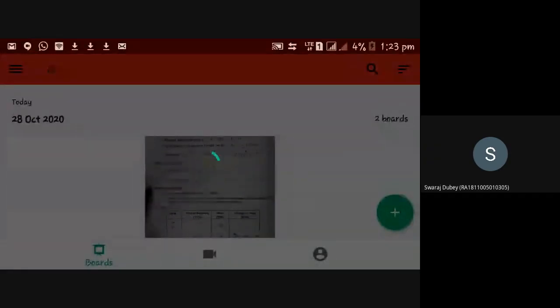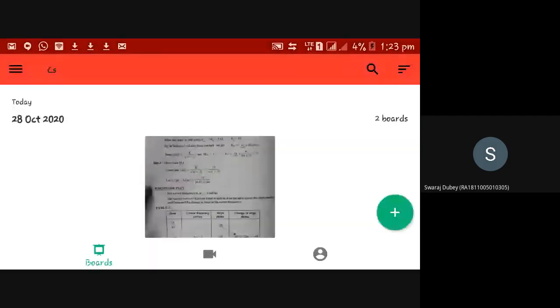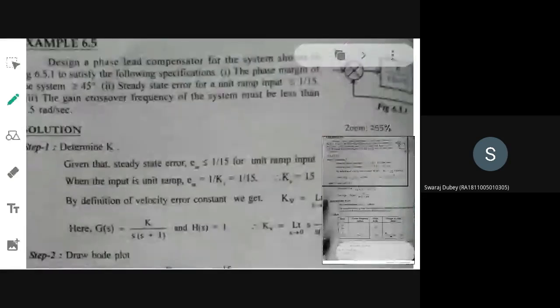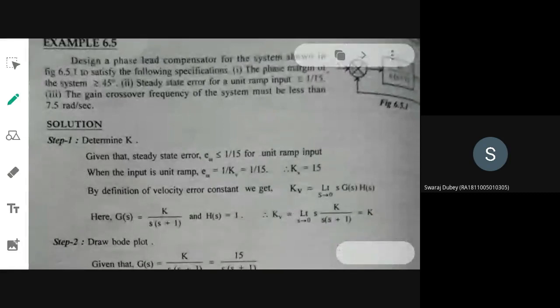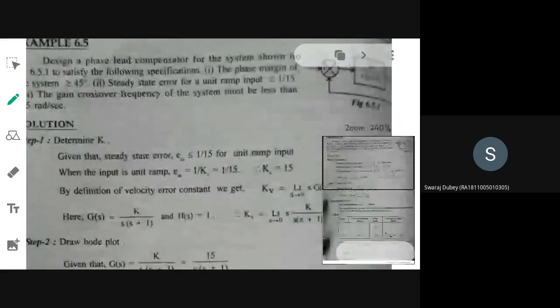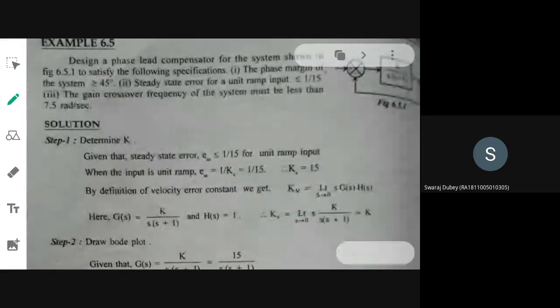Not pole zero. We are using Bode plot here. Why are you using Bode plot? Because the performance specifications are given in terms of phase margin or gain crossover frequency. Suppose they are given in terms of zeta or percentage overshoot, then you will go for the root locus technique. Root locus technique is not included in the syllabus, so we are skipping that.